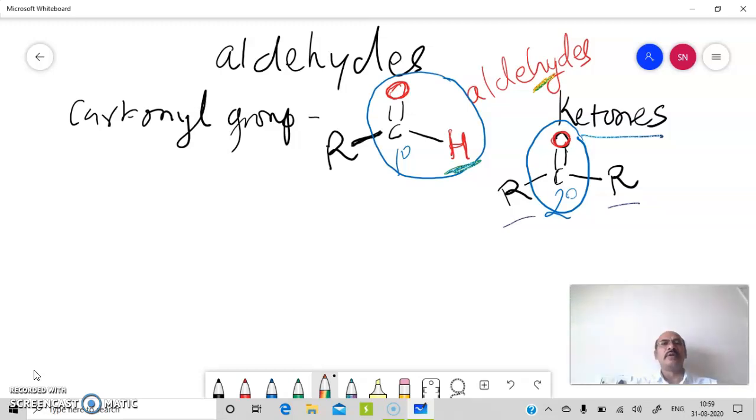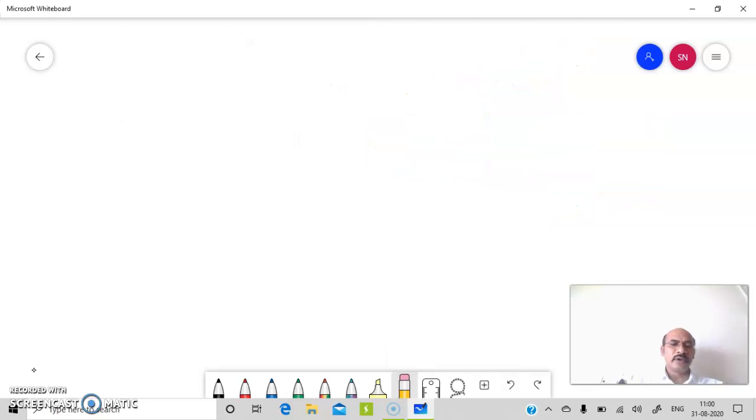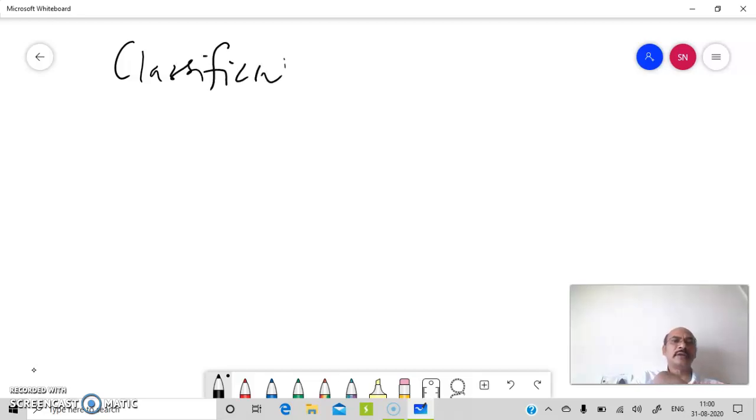So first, before we proceed, I would like to again summarize. Aldehyde and ketones are carbonyl compounds. In aldehyde, there is a hydrogen directly connected to carbonyl carbon. In case of ketone, there is no hydrogen directly connected to carbonyl carbon. So keep in mind what are their functional sites. So we'll proceed for aldehydes classification. So here we are going to learn classification of aldehydes.